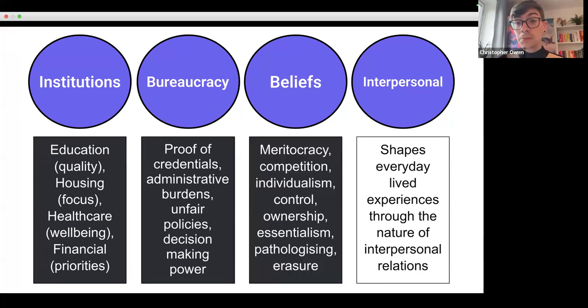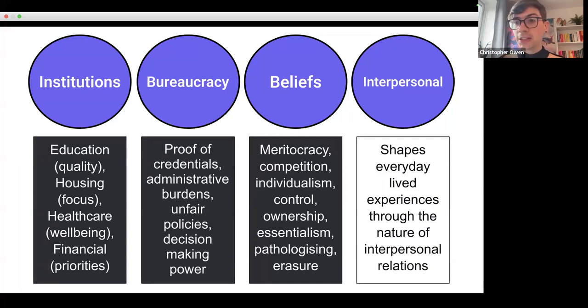With belief systems, we want to think about, for example, meritocracy. Meritocracy is that idea that people get opportunities based off of merit. That's that same myth of people who went to Oxbridge deserve all of the power and privilege that they have because they're the best. That's meritocracy. It ignores the hard work and the intellect of working class communities, for example.